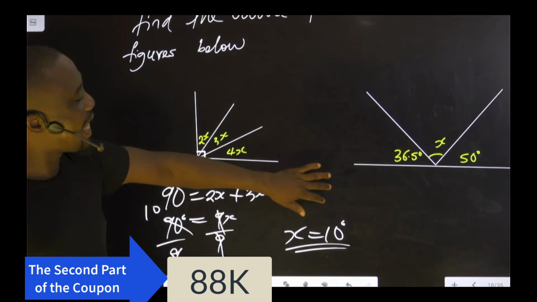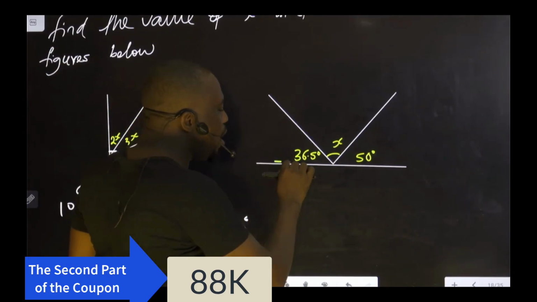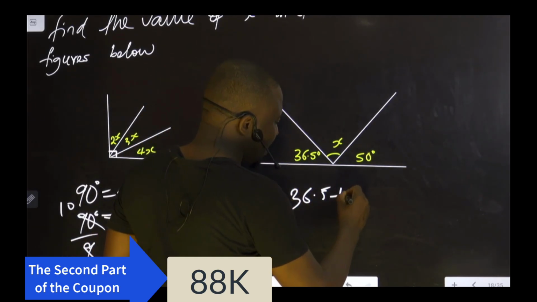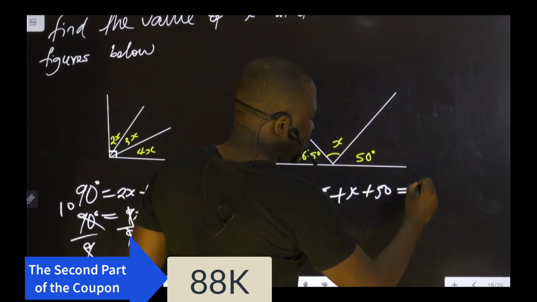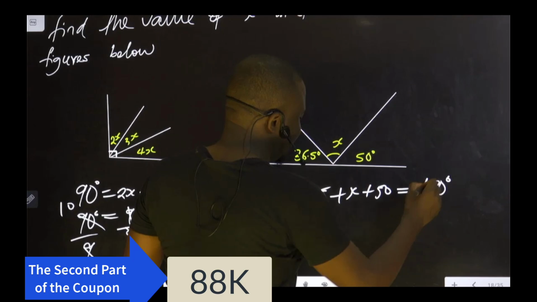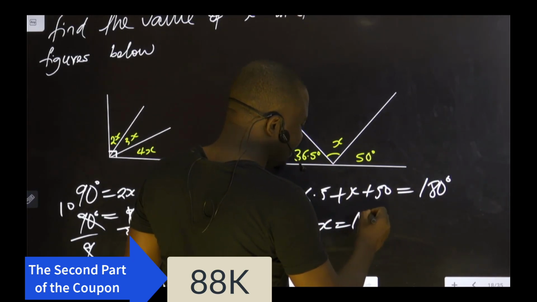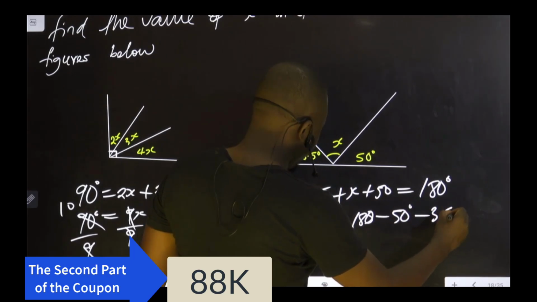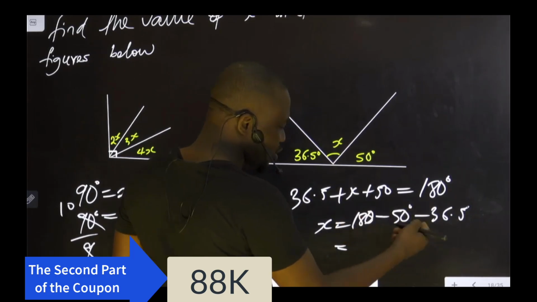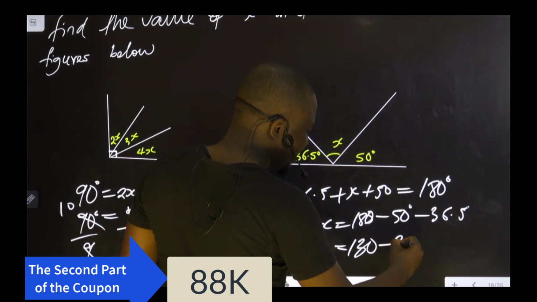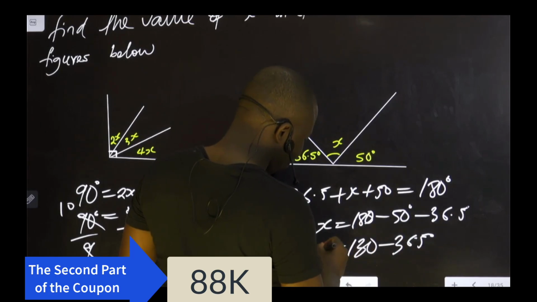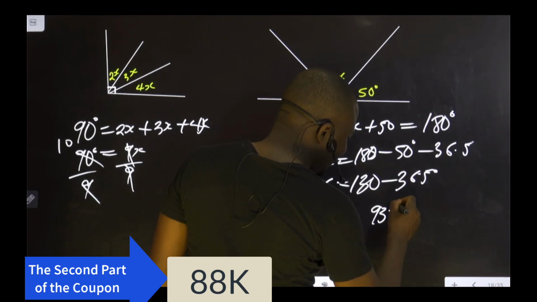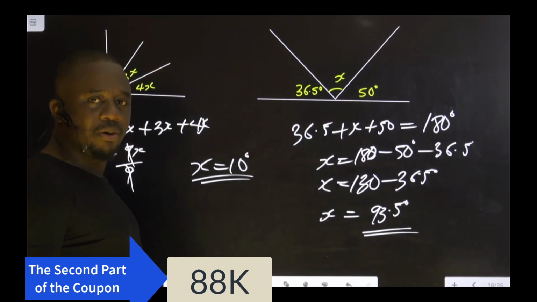Now let's come to this side now. Angle on a straight line. 180 degrees. Therefore, 36.5 plus x plus 50 is equal to 180 degrees. x therefore is equal to 180 degrees minus 50 degrees minus 36.5 degrees. If you work these two now, you have 130 minus 36.5 degrees. So x finally, from here now, is 93.5 degrees.